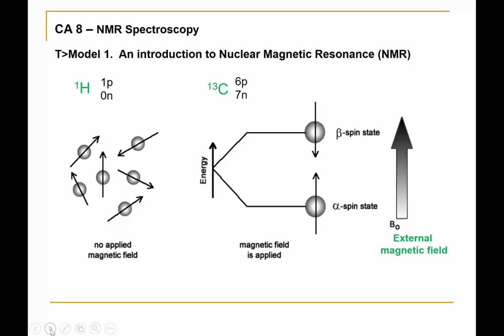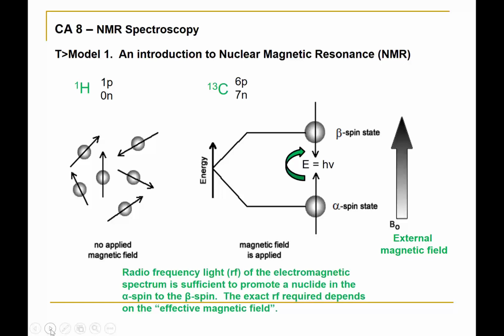In nuclear magnetic resonance spectroscopy, the idea then is in this external magnetic field, we'll apply energy that will allow the protons in the alpha spin state to flip to the beta spin state. This energy, as we shall see, occurs in the radio frequency part of the electromagnetic spectrum. That energy is sufficient to promote the nuclide from the alpha to the beta state.